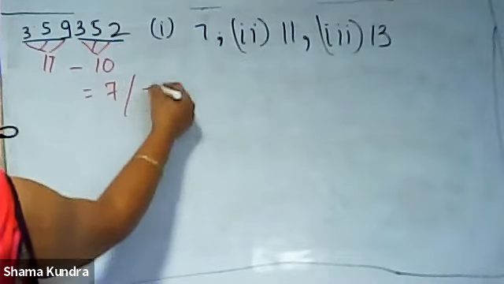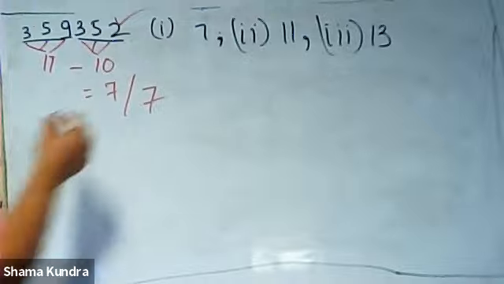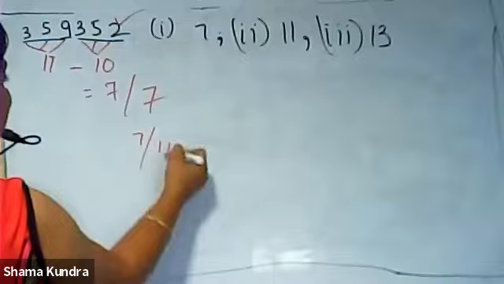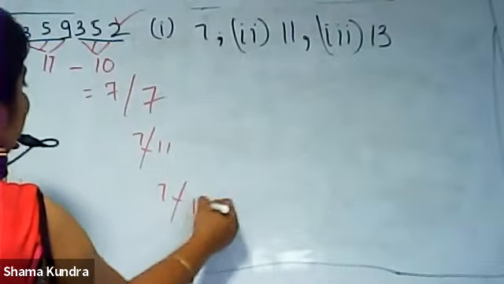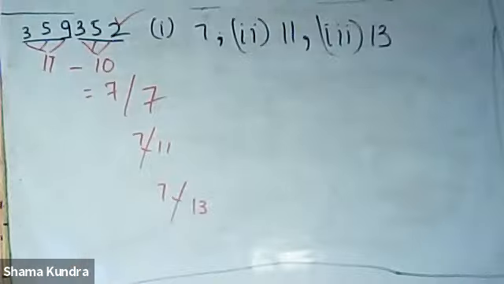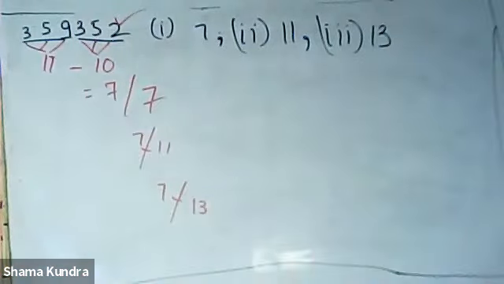And if it is divisible by 7, then the given number is divisible by 7. If it is also divisible by 11 and 13, then the whole number is divisible by 11 and 13. But 7 is not divisible by 11. So the whole number is not divisible by 11. 7 is not divisible by 13. So the whole number is not divisible by 13. It is only divisible by 7.